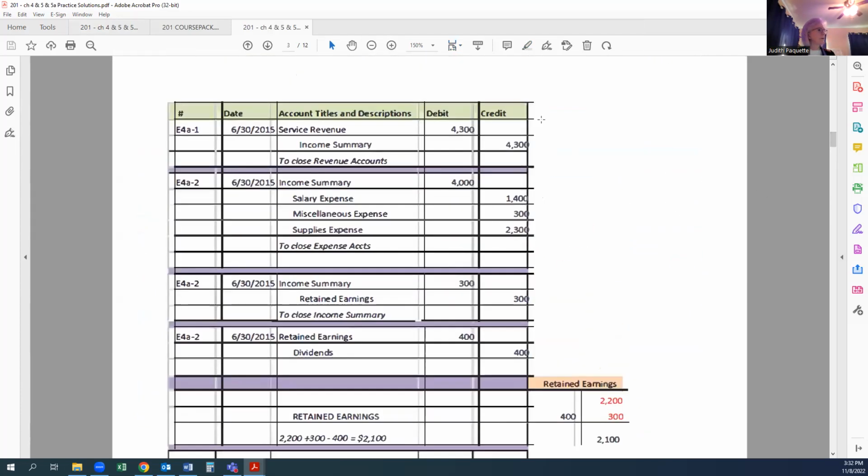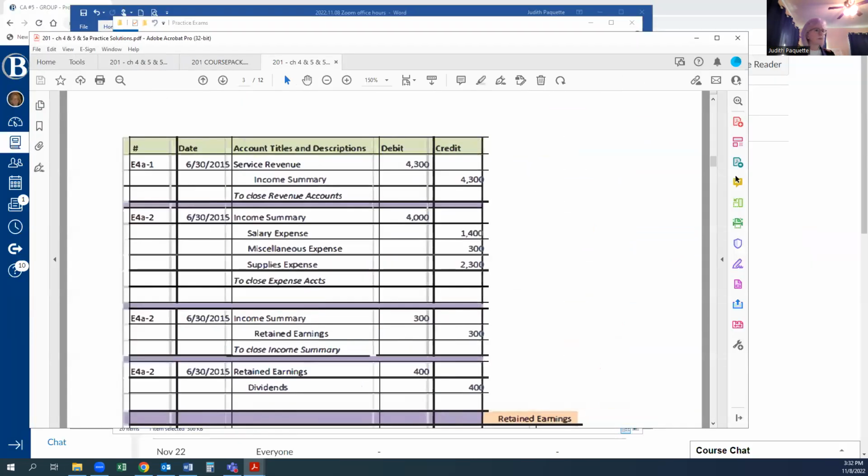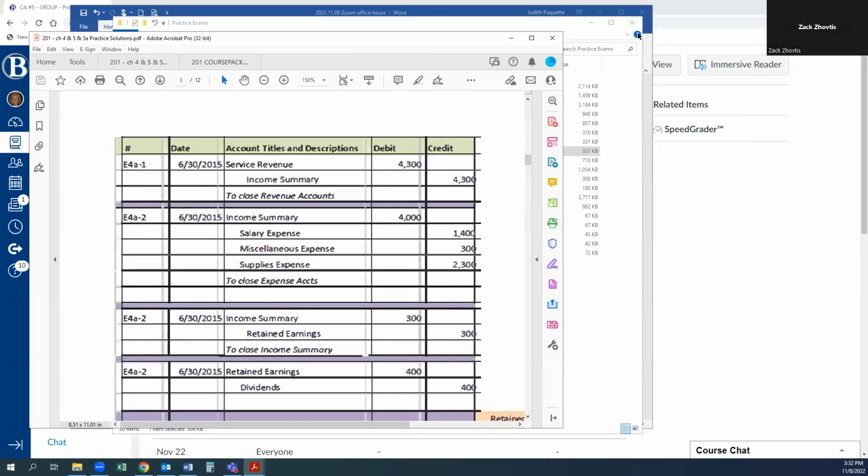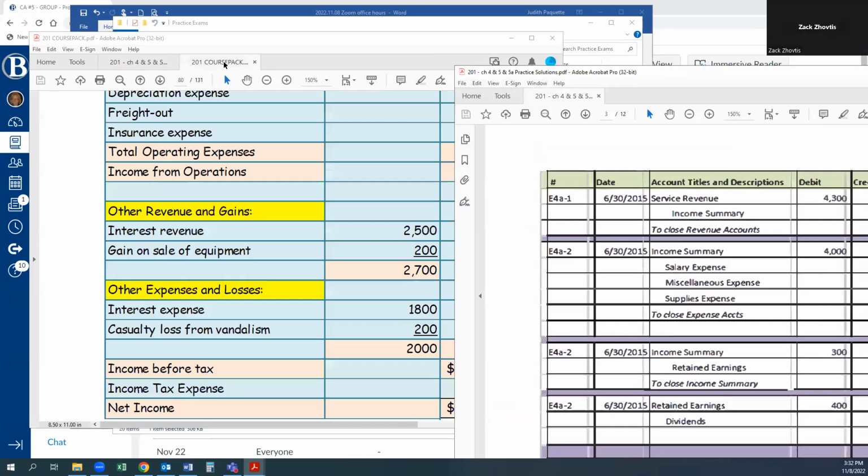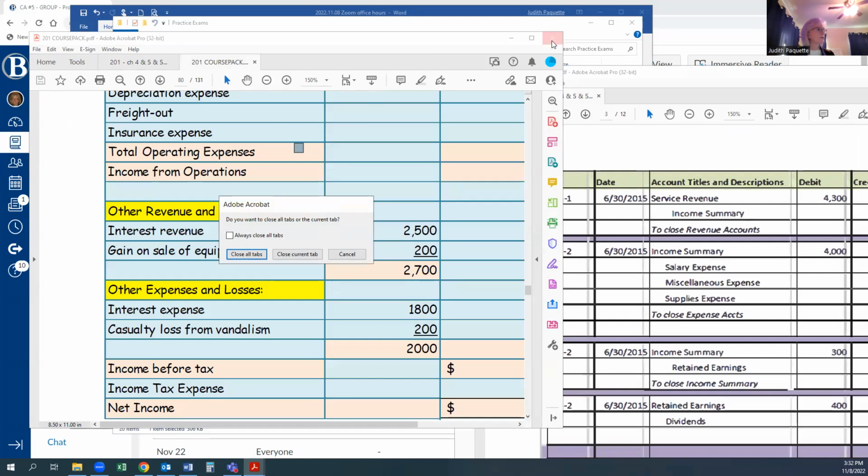Here we go. All right. Are we going to have to do descriptions or no? No descriptions. You do not need descriptions.